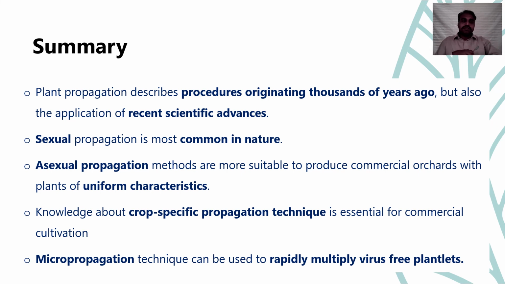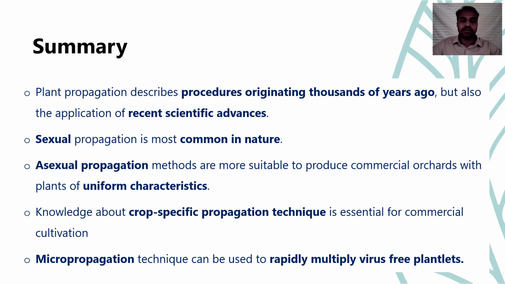So in today's discussion, we understood that plant propagation is not a new thing. It originated thousands of years ago. And the application and recent advances are helping to do it in a better way. Sexual propagation is the most common in nature, and asexual propagation is mostly suitable for commercial orchards because of the uniform characteristics.